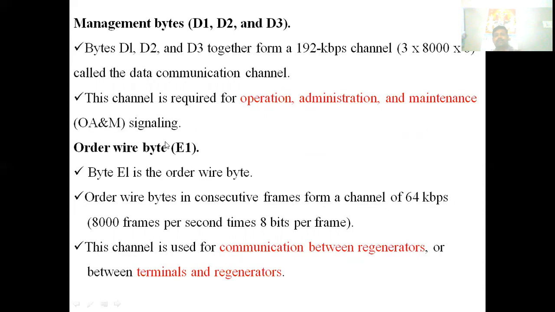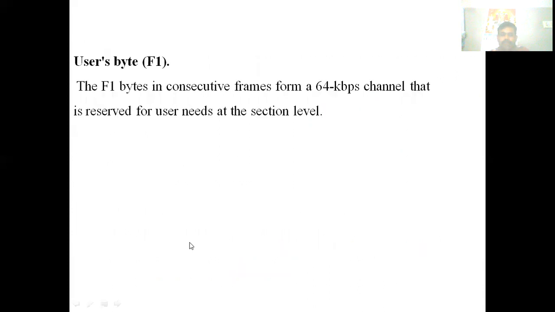Okay, next one is management byte. So D1, D2, D3 are called management bytes, and they are used for operation, administration and maintenance. And order wire byte is used for the communication between regenerators or terminals. Last one is a user byte, and user byte is used for future use.